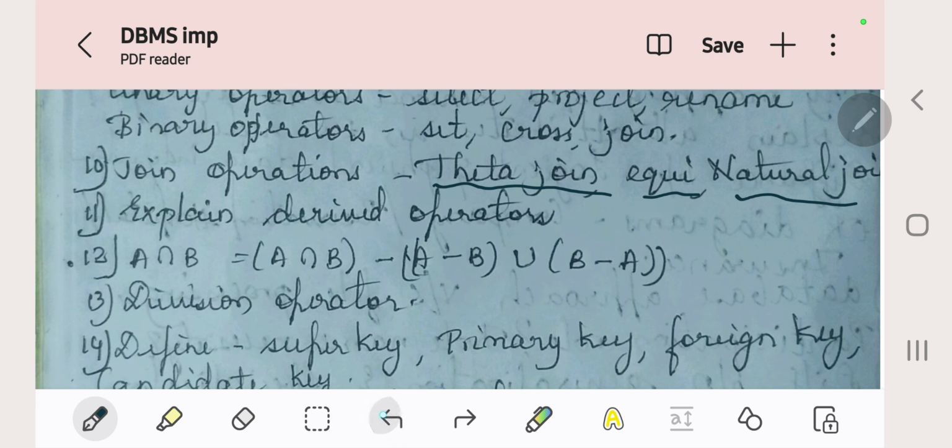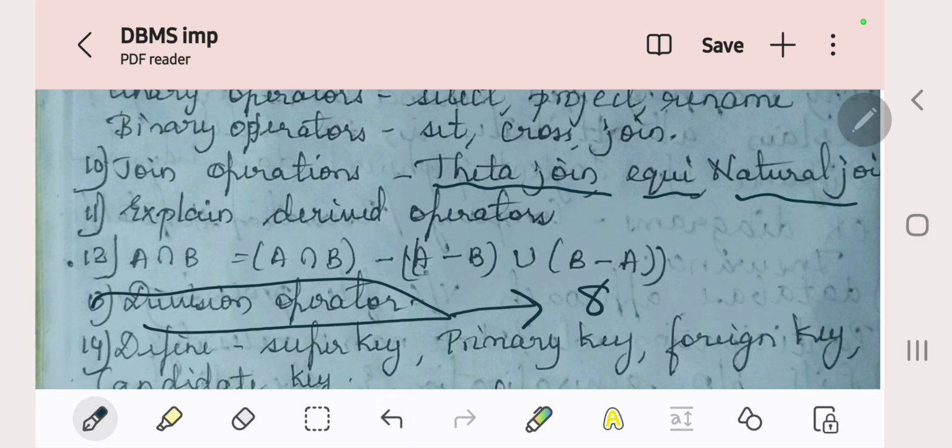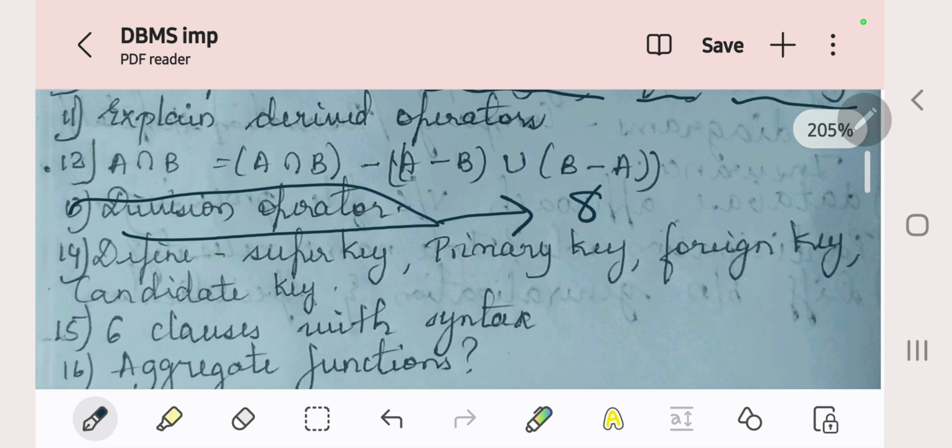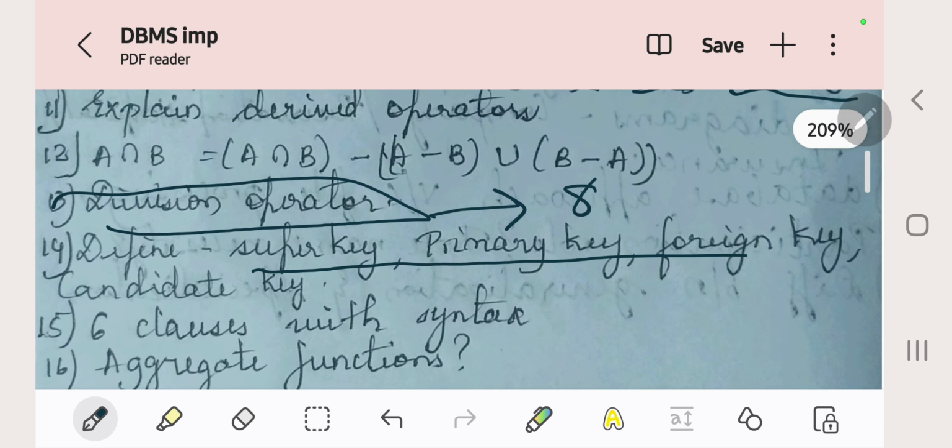Then the division operator. If this is asked, it will be asked for around 8 marks. Why the division operator is used, and what content you get after using the division operator on the table content, that should be explained. Then we have simple definitions. You can study this, I'll leave it to you.